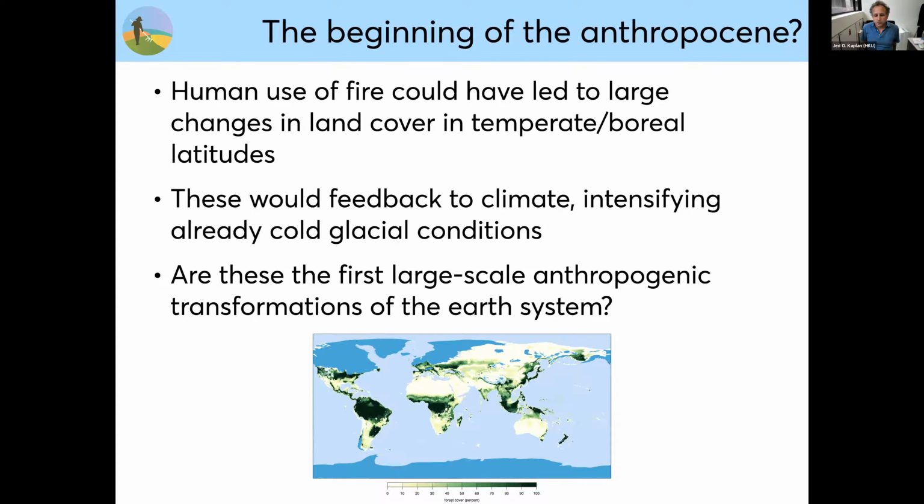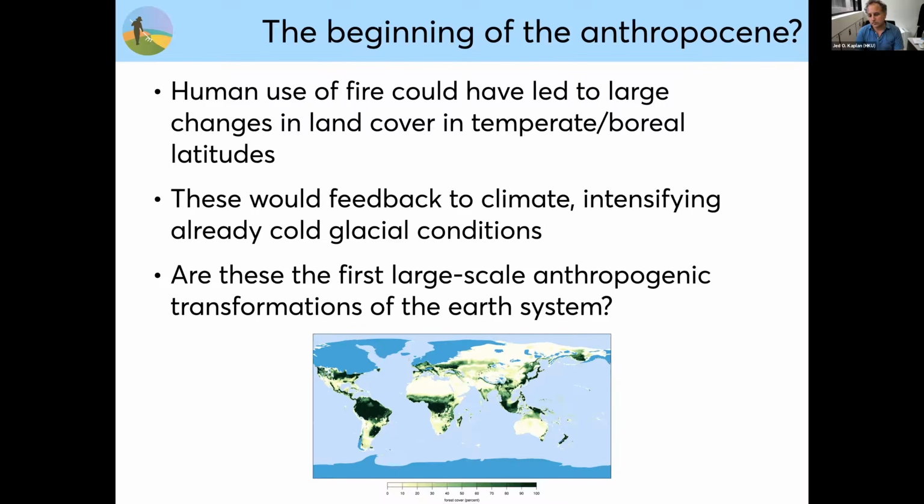And this large-scale influence on land cover, or reduction in tree cover, would have been important enough to have a biogeophysical feedback to climate that could have intensified already cold glacial conditions. So one could suggest that already during the last glacial period, towards the end of the last glacial cycle, during the depths of the last glaciation, what we call the last glacial maximum, humans may have had the first large-scale transformation of the Earth system.